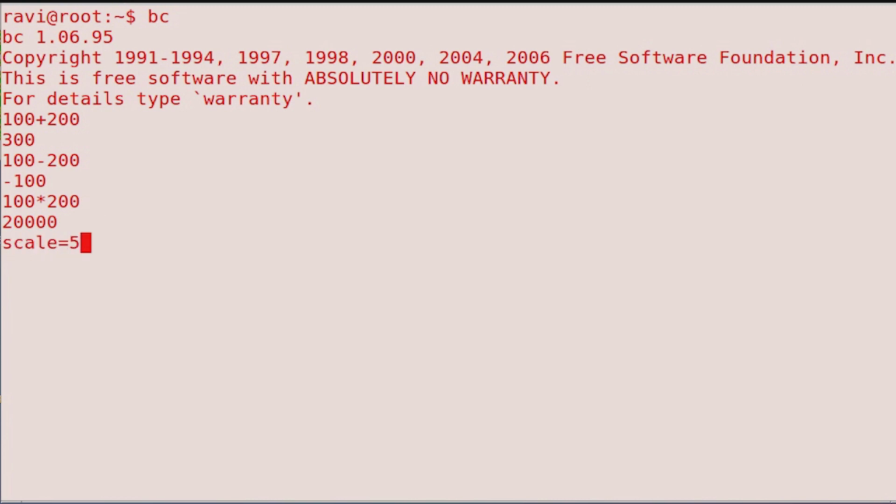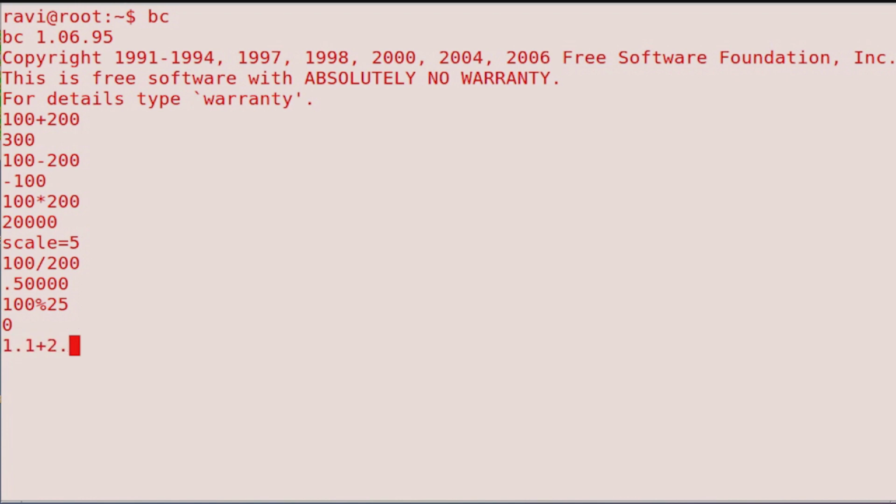Then we have given scale equal to 5 so that to increase the number of decimal digits after the decimal point. When we give 100 slash 200, it has given the result as 0.5. When we gave 100 percentage 25, it has given the result as 0. Just to demonstrate, the BC can do both integer and floating point calculations. Floating point arithmetics are given now.